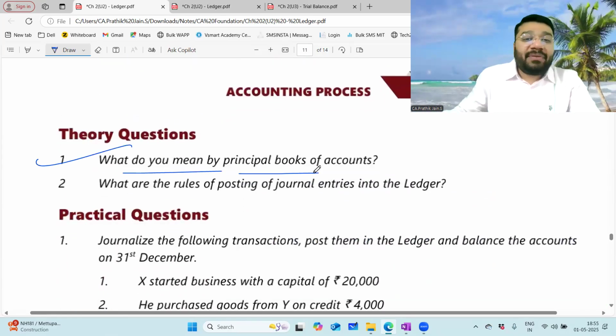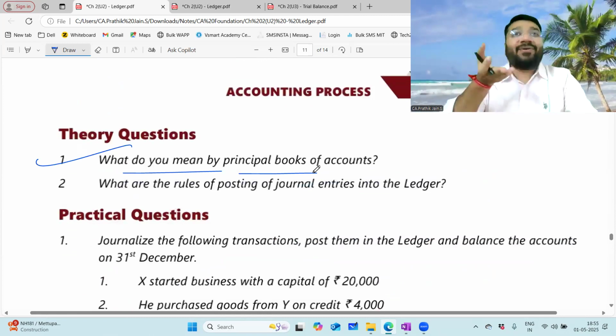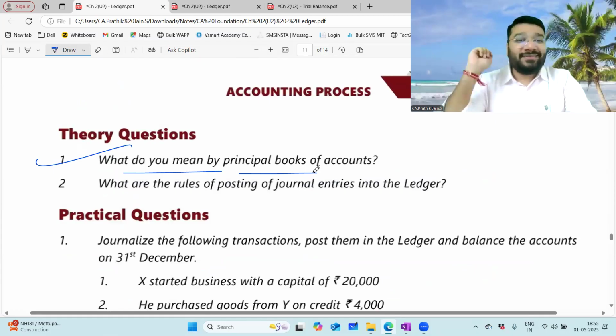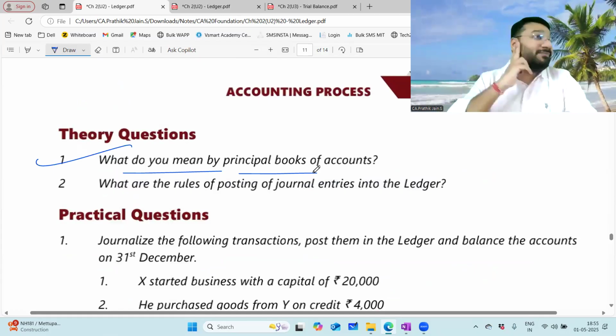What do you mean by principal books of accounts? Tell me. Theory question, 4 marks. What is a ledger? What do you mean by principal books of accounts? 4 marks if you write properly.